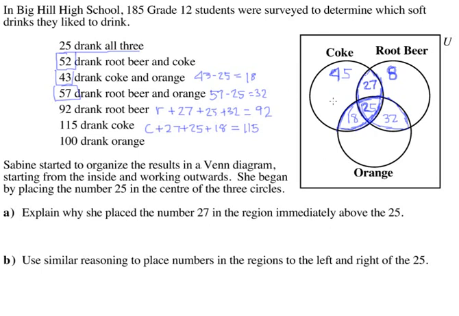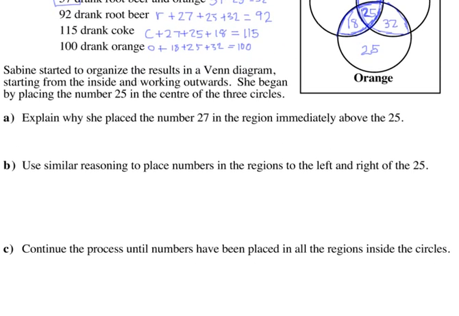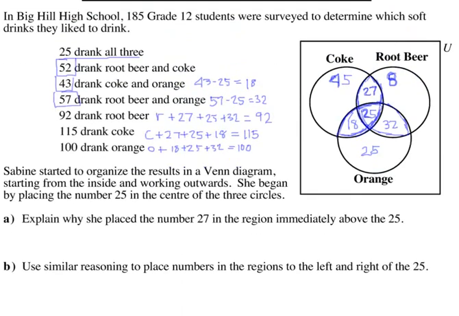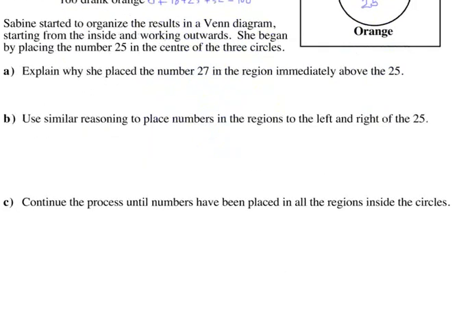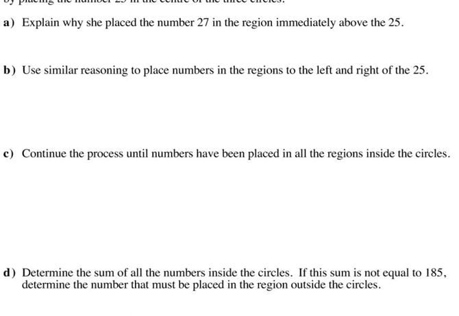And we do that one last time for the orange people. O for orange. Not a great choice of variable, but oh well. We'll be careful. 18 plus 25 plus 32 has to add up to 100. 18 plus 32 is 50, plus 25 is 75. O must be 25. Okay. So similar reasoning to place the numbers in the regions left and right of the 25. We did that. Continue the process until numbers have been placed in all the regions inside the circles. We did that. Now, last thing they ask, determine the sum of all the numbers inside the circles.